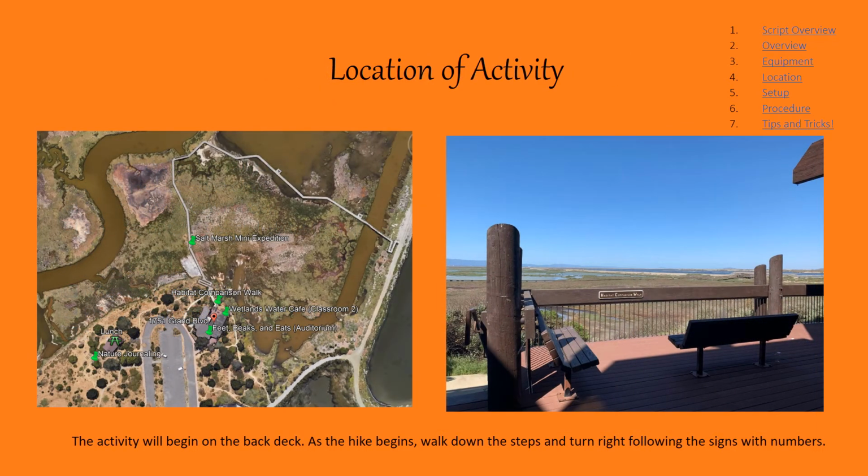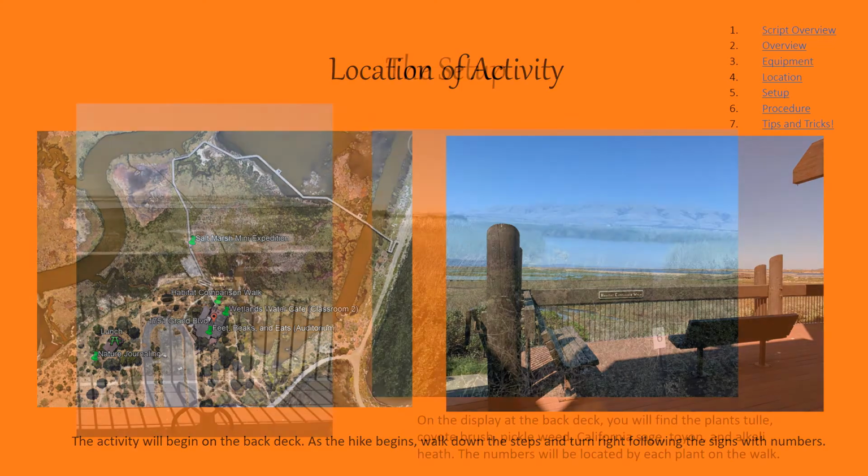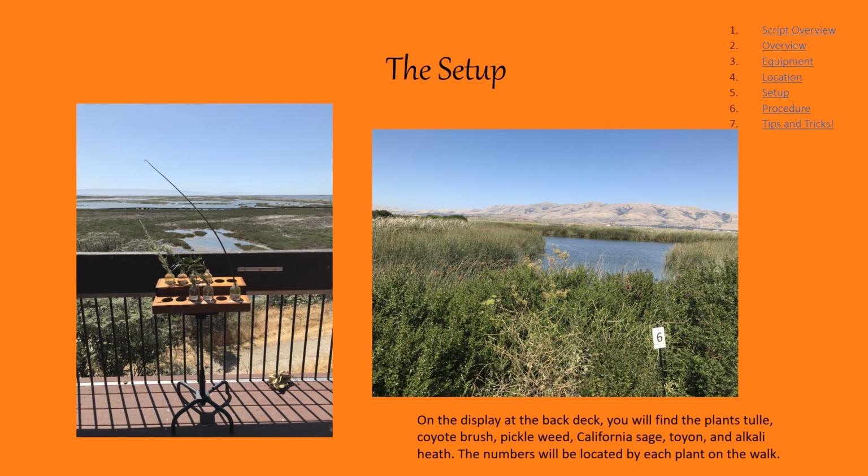The activity will begin on the back deck. As the hike begins, walk down the steps and turn right following the signs with numbers. On the display at the back deck, you will find the plants tule, coyote brush, pickleweed, California sage, toyon, and apple heath. The numbers will be located by each plant on the walk.